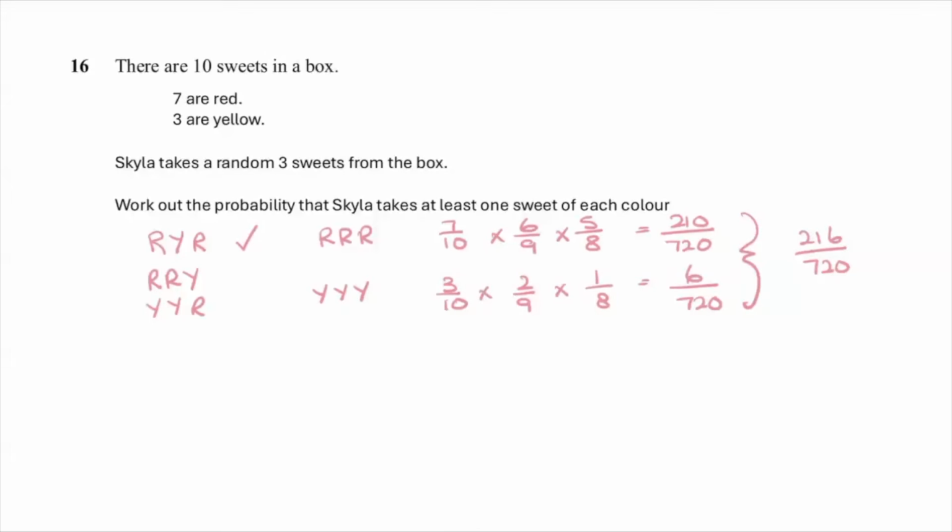But that's the probability of getting them all the same. It's the opposite of actually what we want. We know that probability adds to 1. So what we want is the fraction that would add to this to create the 1.